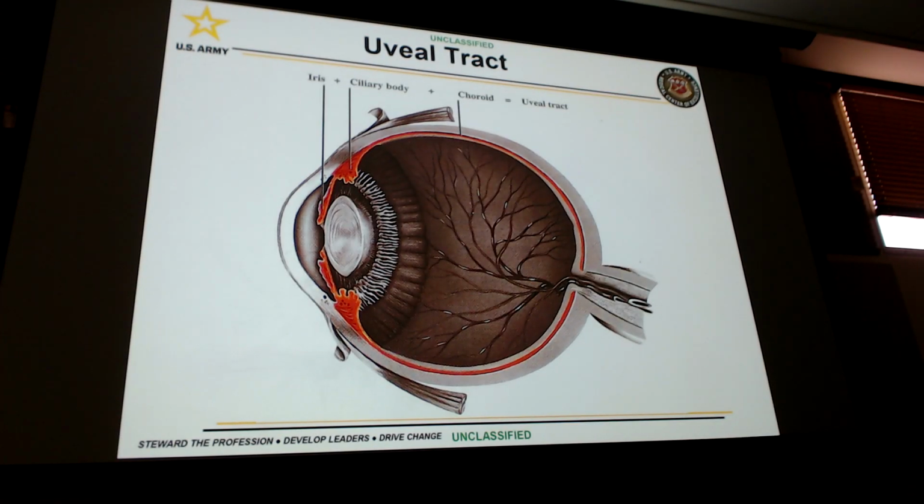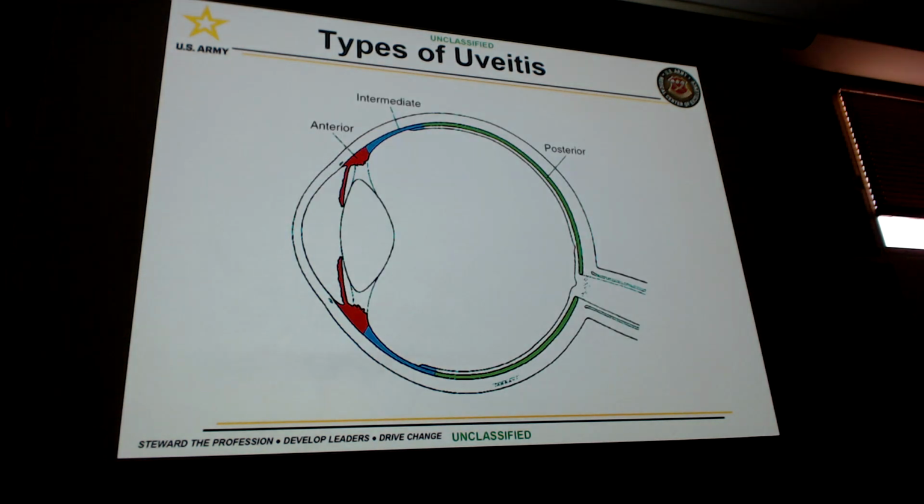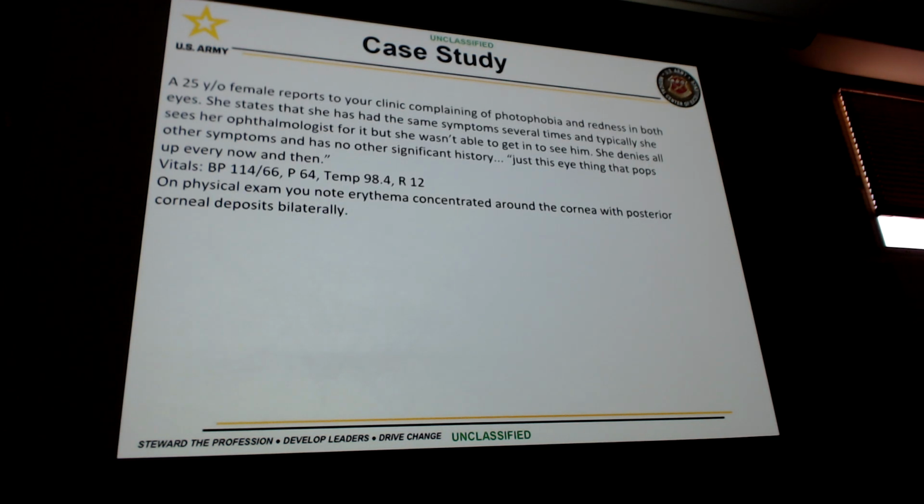Again, iris, ciliary body, choroid, all three of those areas of the eye can get a uveitis. Anterior uveitis is typically talking about the ciliary body and the iris, and you can have intermediate, but most of the time it's just anterior and posterior uveitis. Posterior would be in the choroid. Okay, again, we've got case studies here that you guys can go through on your own time.